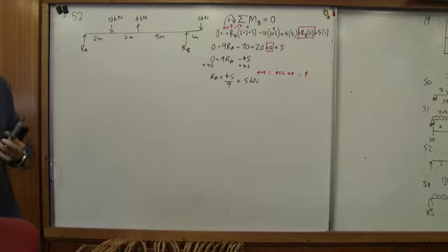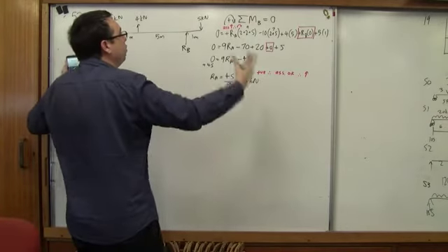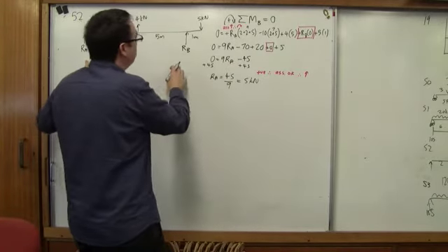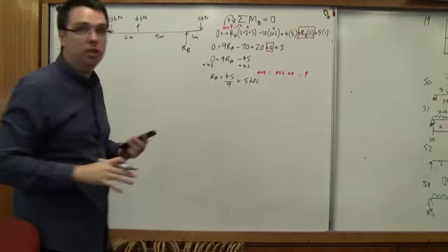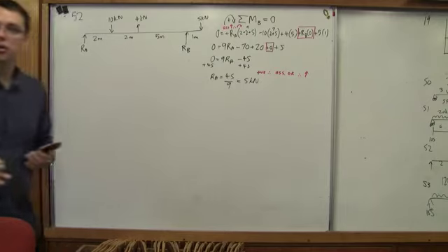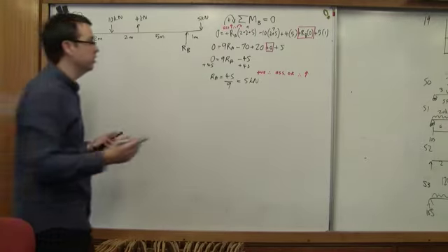Right? So for the sake of transparency. Okay. Now, if we wanted to, we could just as easily have found RB by taking moments from the other side. I don't know if I have the enthusiasm to do that right now, and it's just a lot faster to do some of the moments, some of the forces.